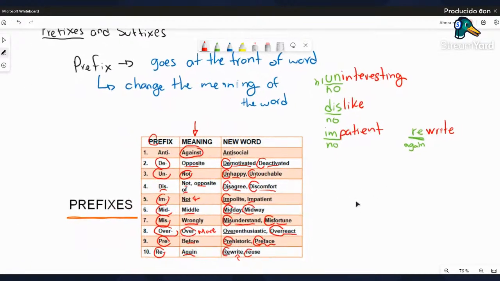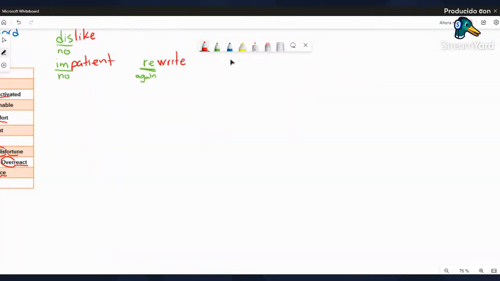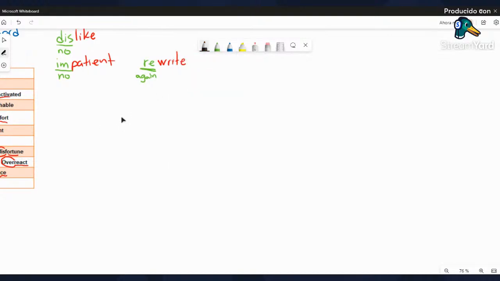Now, what about the suffixes? Let me get some space here. Let me get some black color. I think black is good here. Okay, I'm going to write them here. Suffixes. What is the main function, or why do they exist? Well, it's a little particle that goes at the end of the word. Let me write it here. They go at the end of the word.